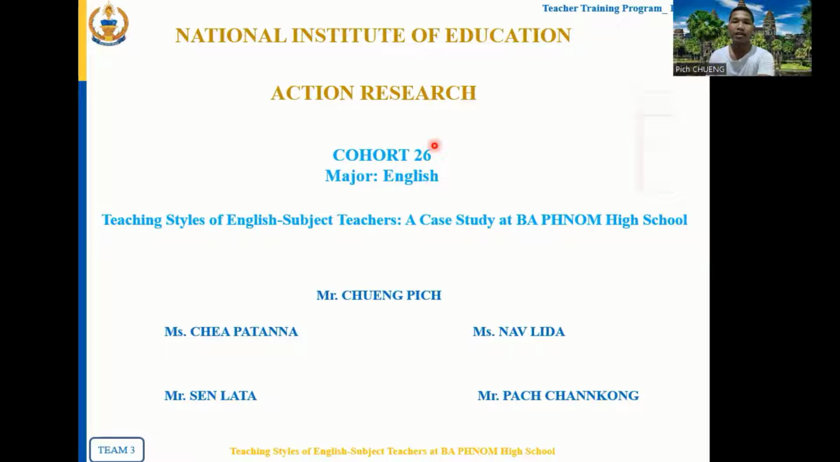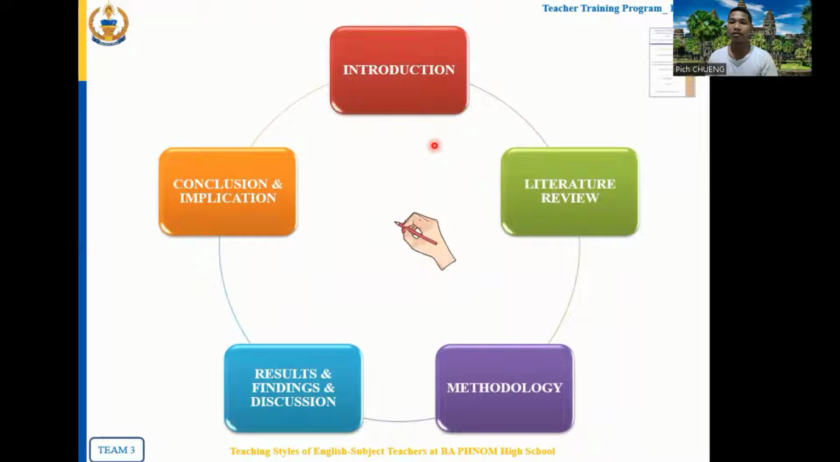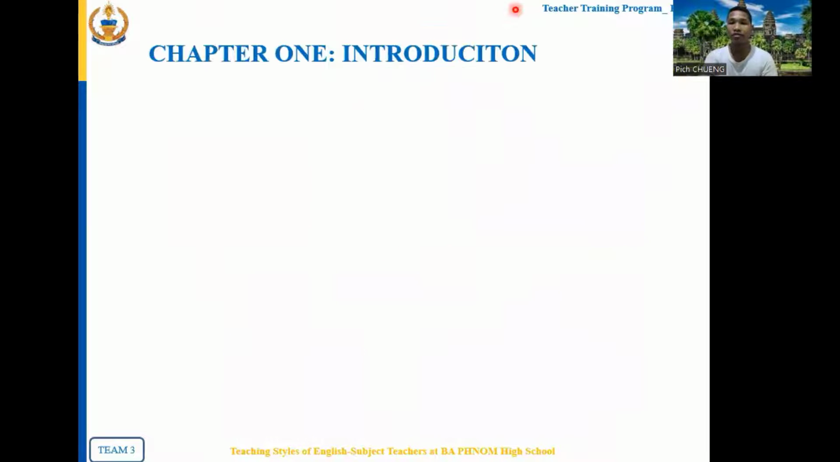Please get started with the first thing, which is the content. This is the content of our presentation. The first one, I'm going to talk about introduction, chapter 1, chapter 2, literature review, and chapter 3, research methodology. Chapter 4 is about results, findings, and discussion of this study, and the last chapter is conclusion and implication for practice.